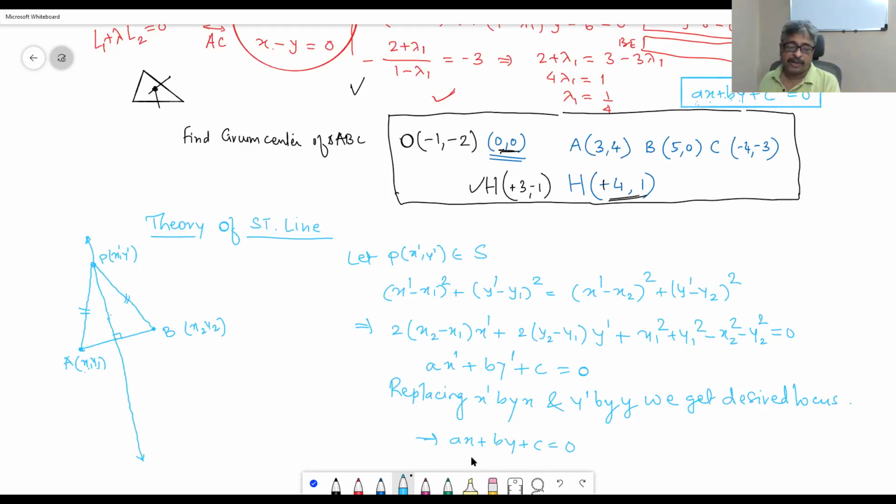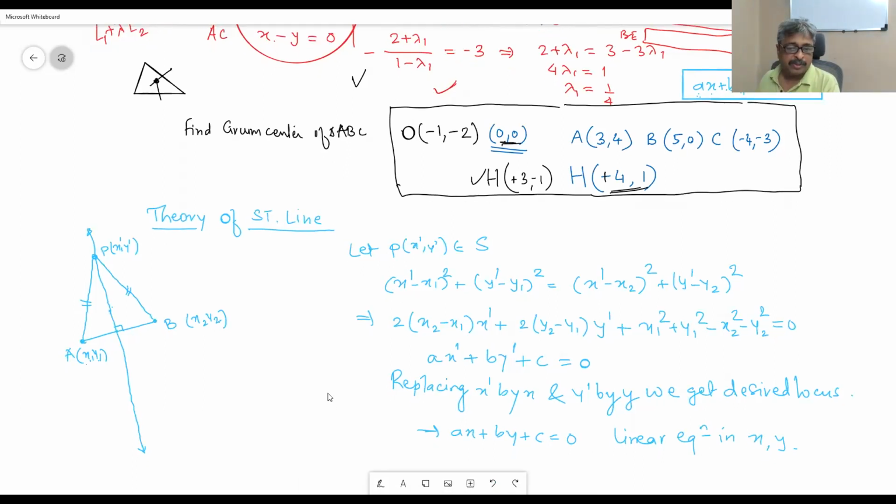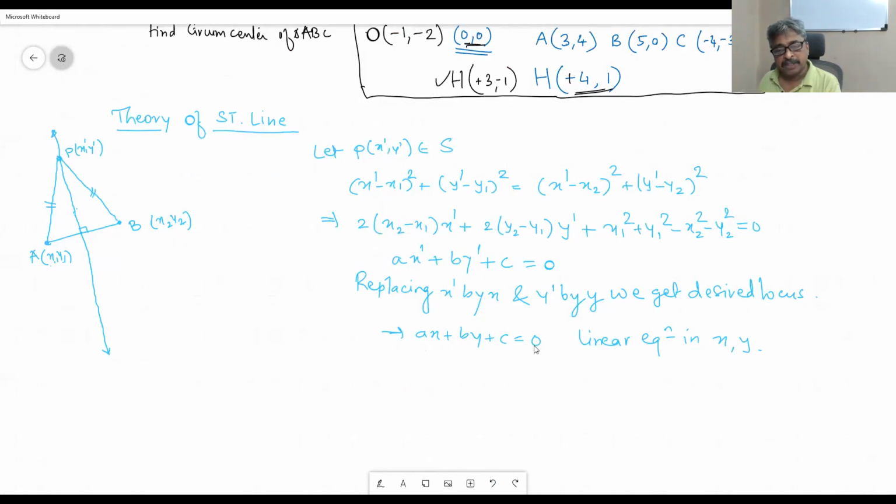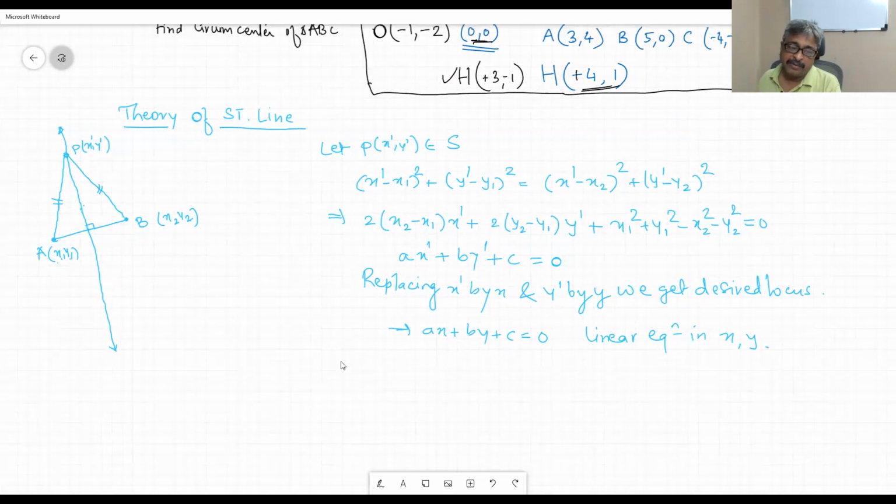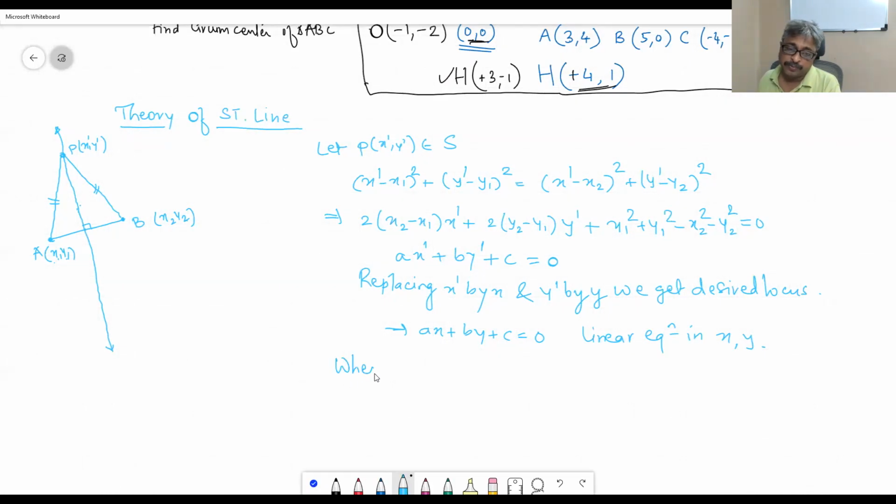the straight line. Therefore, we have arrived at this: if we know that the locus is a straight line, its equation looks like a linear equation in x, y. Algebraically, we have to say it looks like ax plus by plus c is equal to 0, where at least one of a, b is not equal to 0.